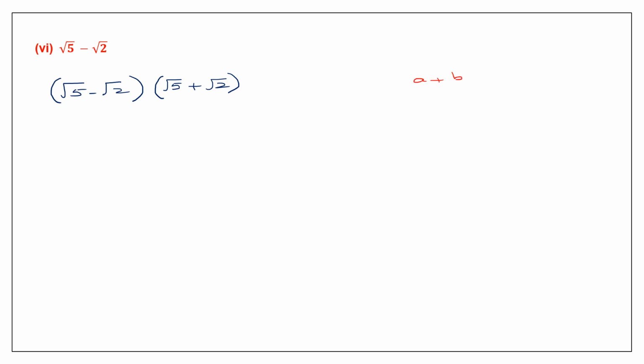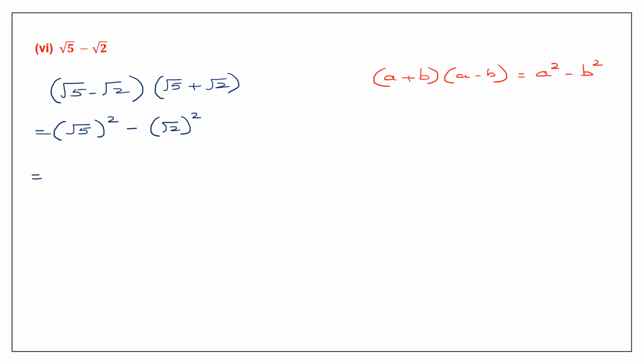So let's write that into a minus b. So that is a plus b into a minus b, and the formula is a square minus b square. So let's apply that here. So here a square will be root 5. Root 5 is a, so root 5 the whole square minus b square, that is root 2 square.